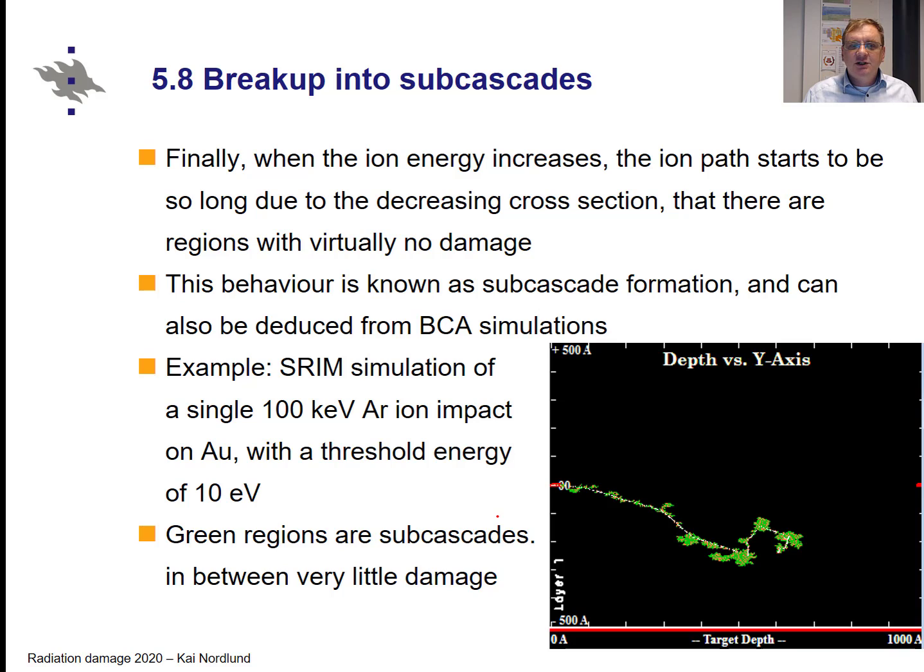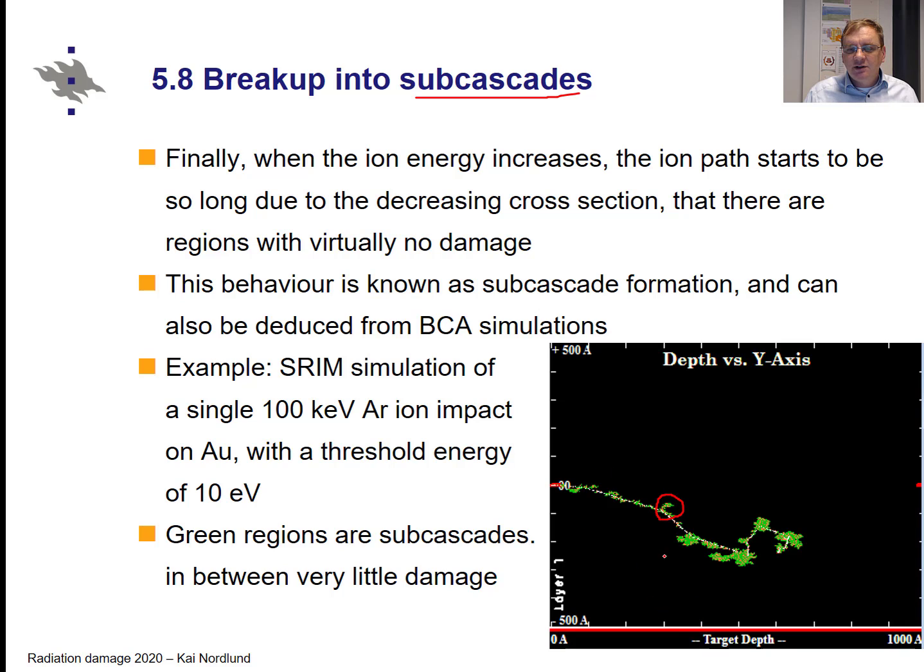As a final part of this section 5 of the course, I'll mention what's known as subcascade breakup. That is, when one keeps increasing the ion energy or a neutral recoil energy, at some point you go into the regime where the nuclear stopping power goes down, which means that there are less and less nuclear collisions. The ions mainly go straight and slow down by electronic collisions. But every now and then you can have a strong collision, and when you have a strong collision, then you have a local heat spike and local cascade. And this is known as a subcascade. And this can be easily seen also from BCA simulations.